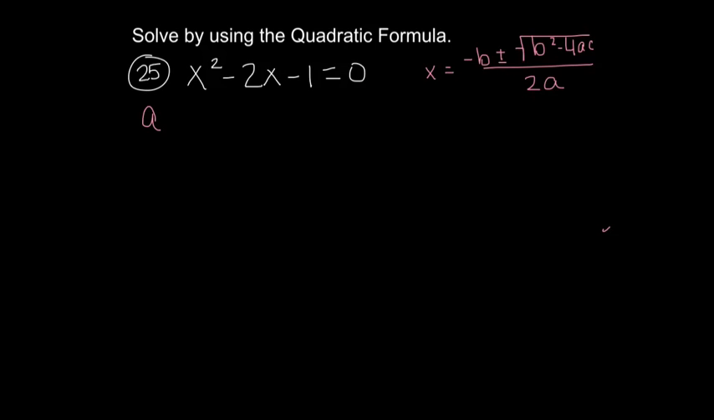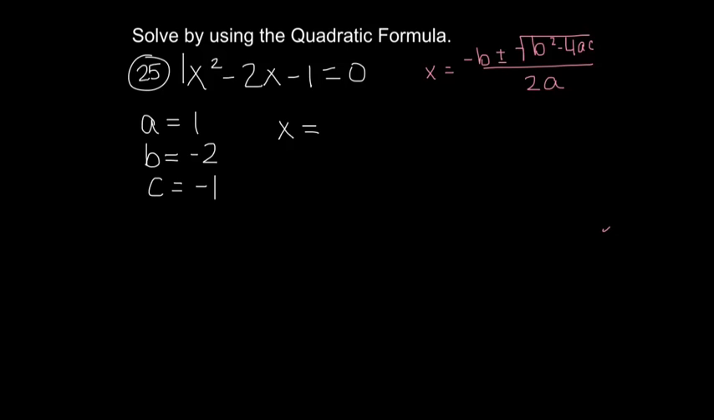A is whatever the coefficient of the quadratic term is. So in this case, the x squared is by itself, which means it's understood to have a 1 in front of it. So a is 1. B is the coefficient of the linear term, which in this case is negative 2. Don't forget to bring the negative. And c is the constant, which again, paying attention to the negative, is negative 1. From there, we can plug those numbers into the formula.